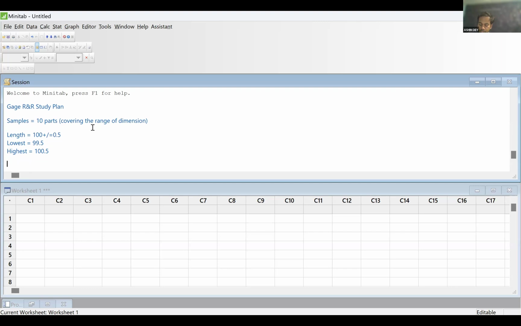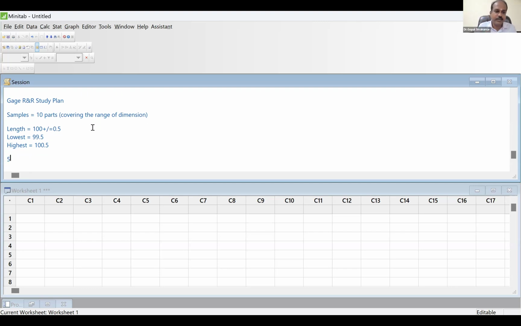And when you select 10 parts, make sure 5 parts are selected below 100 and another 5 above 100. Do you understand? I want you to keep your samples symmetrical. This is how you must plan.